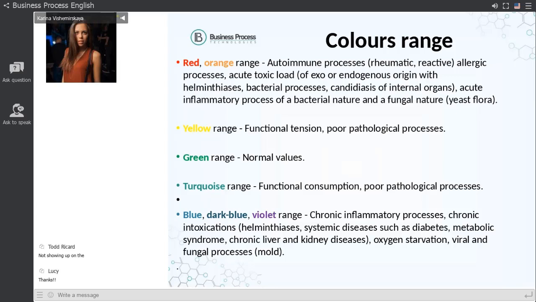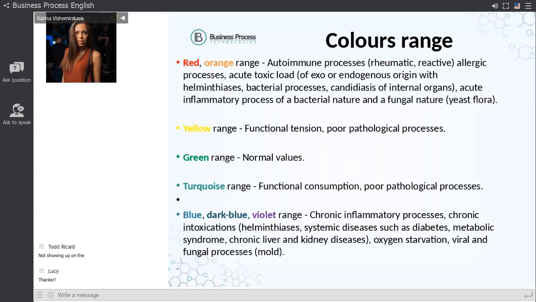Yellow range tells us about the functional tension and about poor pathological processes. Basically, if we do not do anything with the repeated yellow colors on our organs and systems, they will turn to red and orange in future. We need to pay attention and not allow the yellow color to rise to orange and red. This is important. It tells us that there is already some tension, but that the process is very poor in the way to hyperfunction.